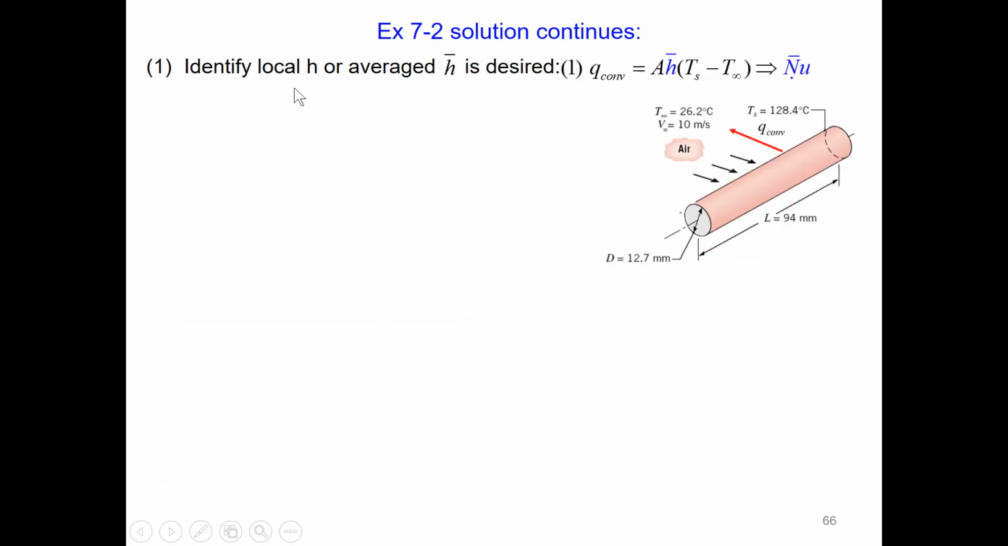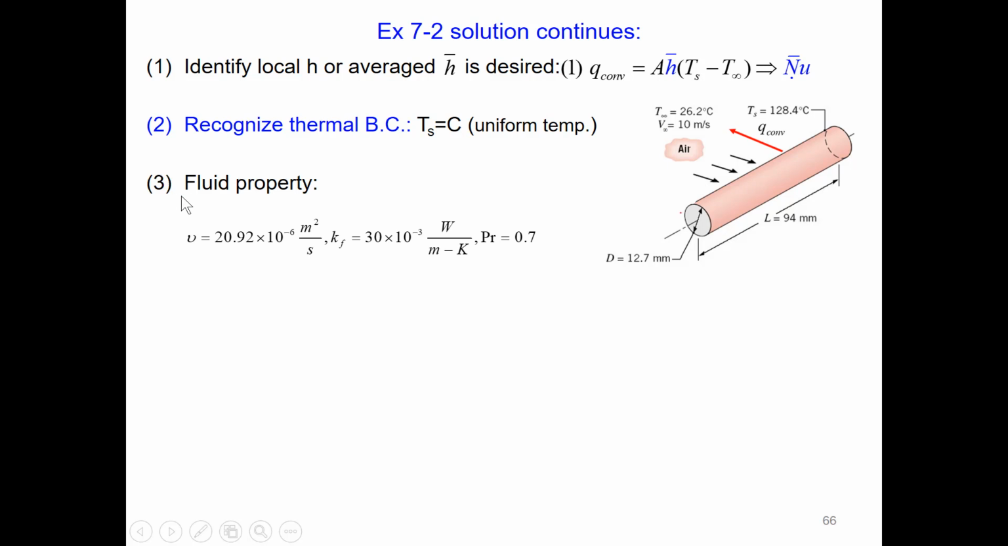1. Identify which heat transfer coefficient is desired, local or average. From equation 1, we have identified that we're interested in the averaged heat transfer coefficient and averaged Newton number. 2. Recognize the thermal boundary condition on the solid surface. The thermal boundary condition for our case is constant surface temperature. 3. Fluid property is provided here.